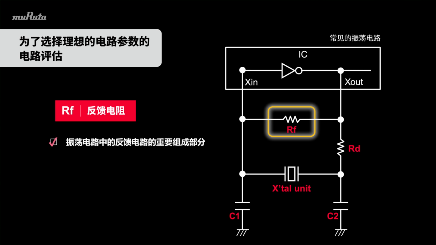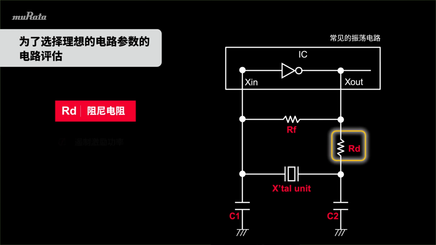The feedback resistor is implemented to create a feedback circuit in the oscillation circuit. Recently, many ICs have begun utilizing internal feedback resistors. Because of this, an external feedback resistor is not typically required. If a feedback resistor is needed, a 1 megaohm resistor is generally used.